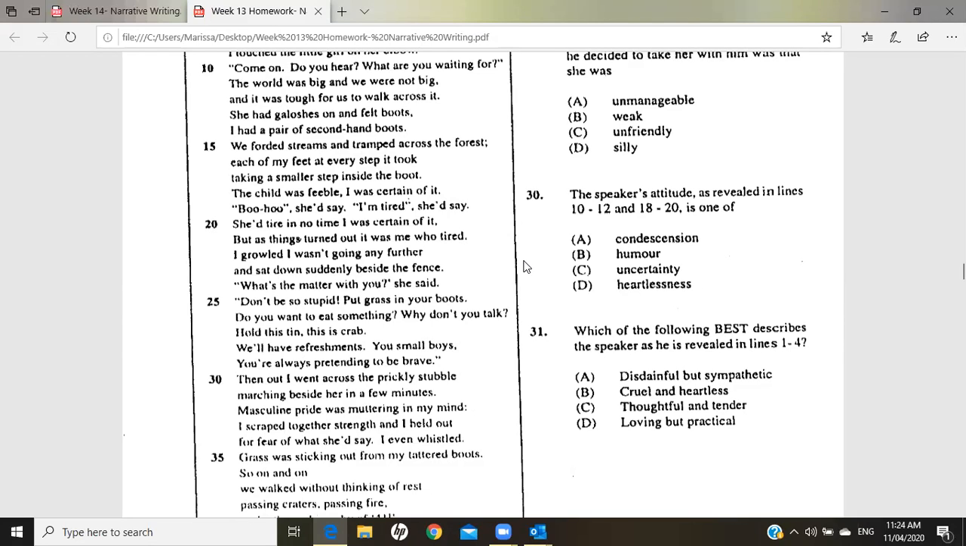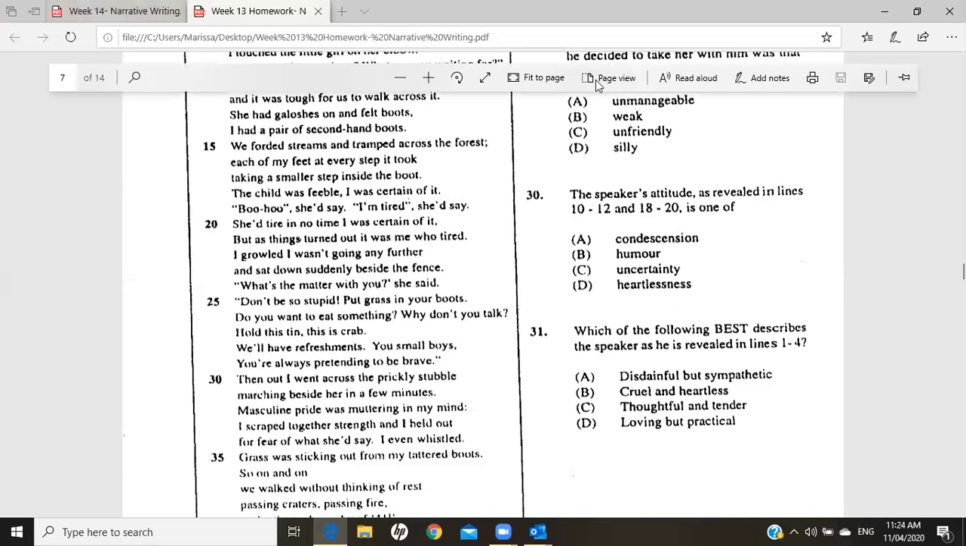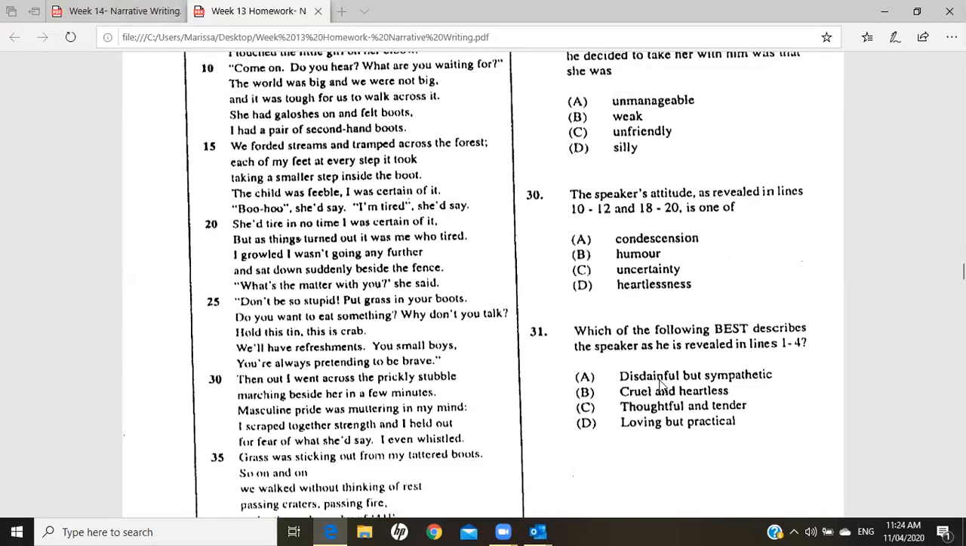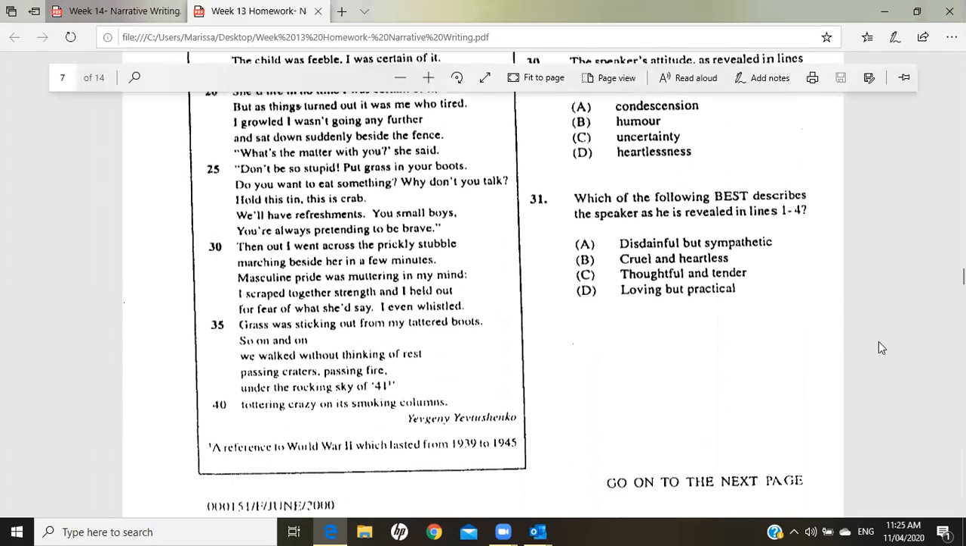31 says, which of the following best describes the speaker as he is revealed in lines 1 to 4? So what pair of words did you all have for this response? Joshua, what did you have for 31? Joshua had A. The answer was A, disdainful but sympathetic. Disdainful is actually a synonym for condescension. If someone is disdainful, it means that they are a bit bossy. But he was sympathetic in that he ensured that he carried her along. Although he felt that she was feeble and slowing him down, he did carry the girl along with him. So the answer for 31 was A.